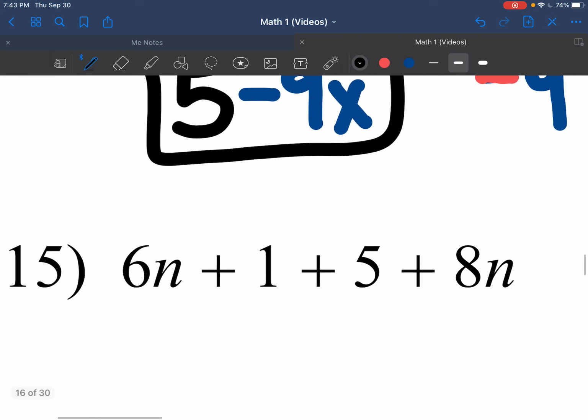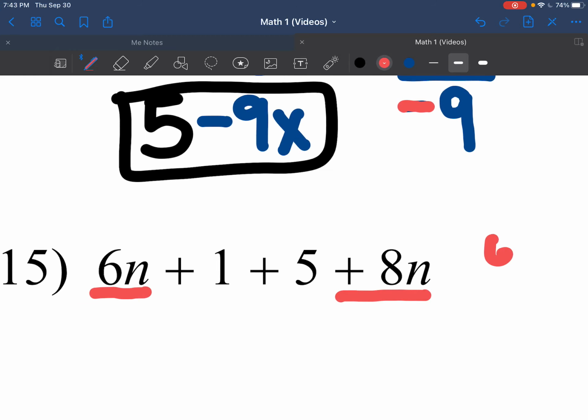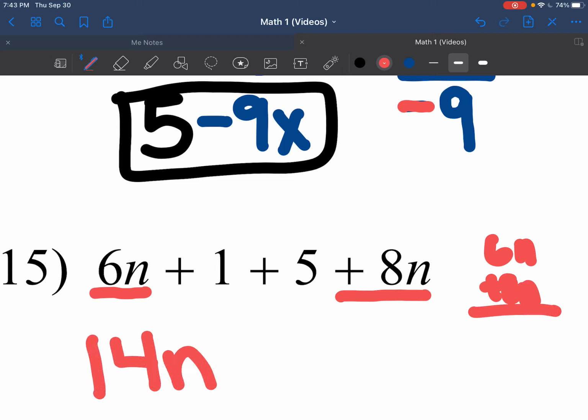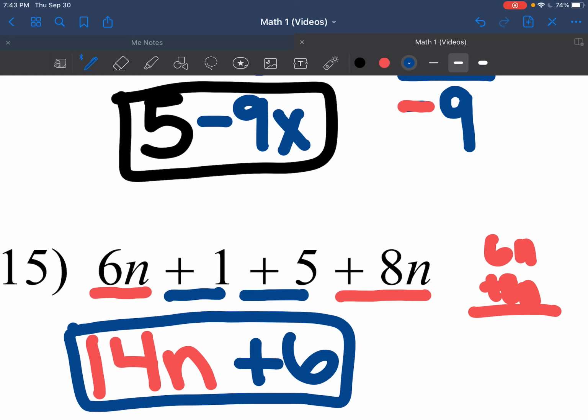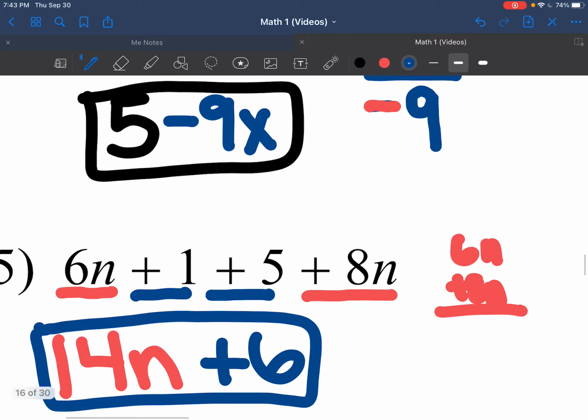All right, let's look at 15. So 15, we have 6n, and it has a like term of 8n. So think about it like this. 6n plus 8n, well, that gives us 14n. Then we have 1 and 5. They are like terms. 1 plus 5 is plus 6. Again, this is all adding and subtracting, no multiplying here.